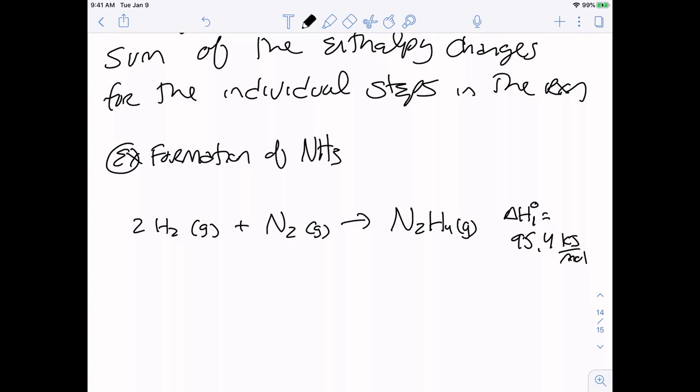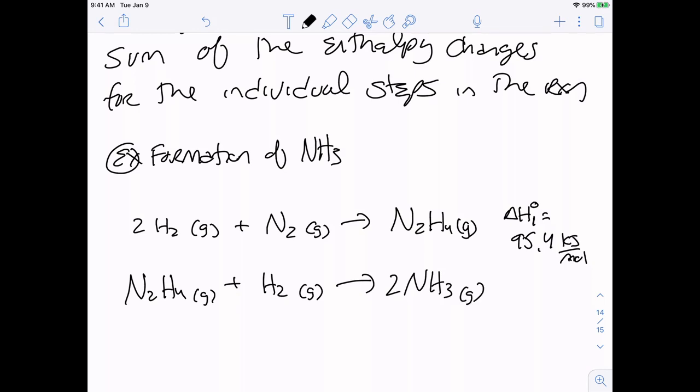And then the second step, the formation of ammonia, I have N2H4, and that's a gas. That's reacting with hydrogen to produce 2 ammonia. And my enthalpy change for that reaction, again at standard state, a subscript 2 because it's my second step, is 187.6 kilojoules per mole.